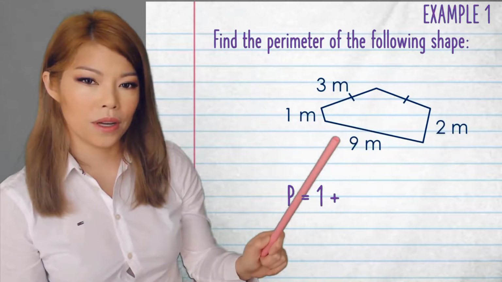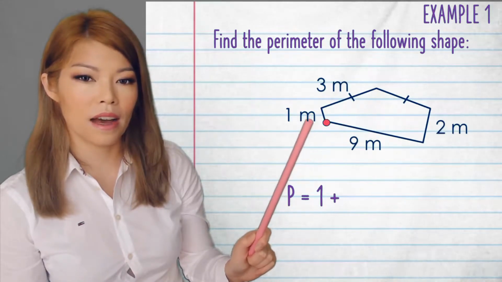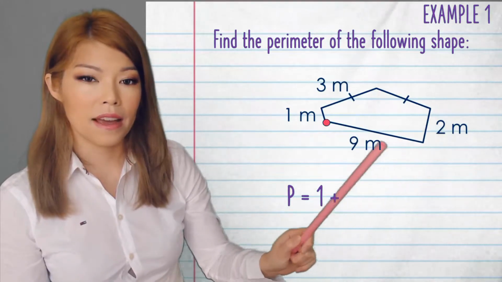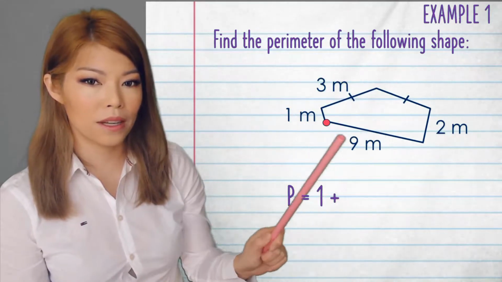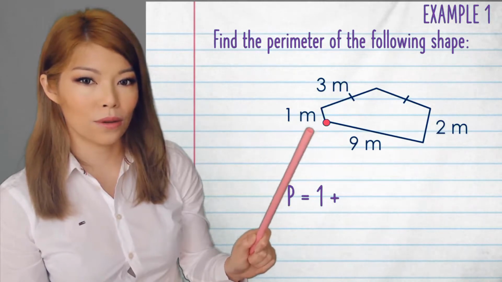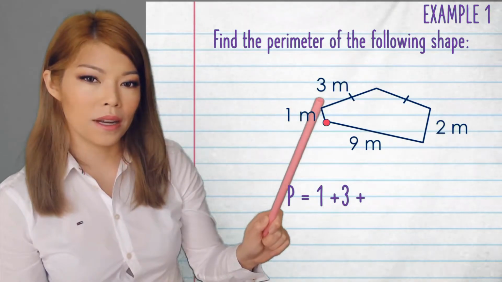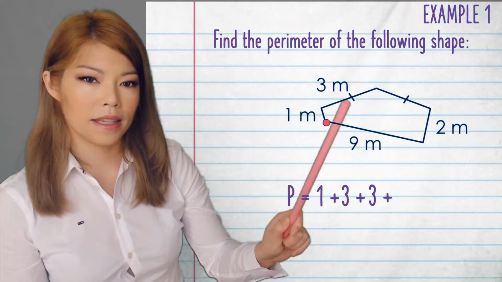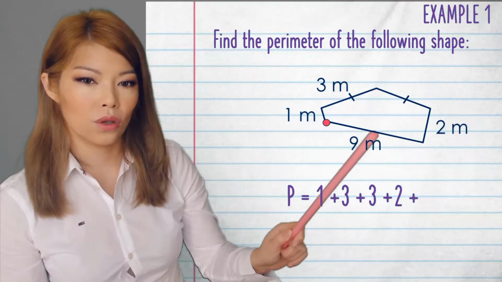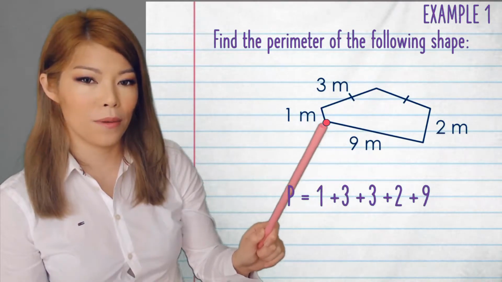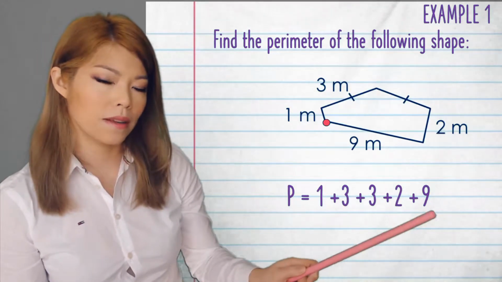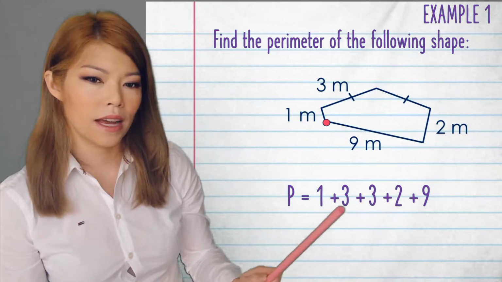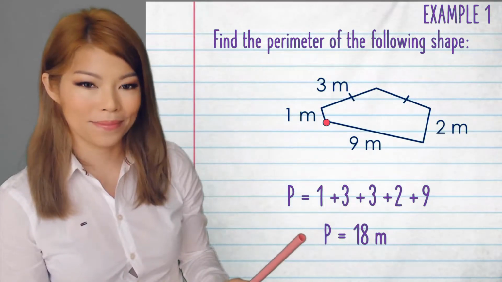So we'll start with any value, doesn't matter. I've started over here, you could start over there, but it's a good idea to put the dot there so you know where you started, so when you come back to it, you know you've added all the values or all the sides. So we have 1 plus 3, and then that's the same, so plus 3 plus 2, and then 9. And then we're back to the dot so we can stop. So now adding all these together, so 1 plus 9 is 10, 6, 7, 8, so we have 18 meters.